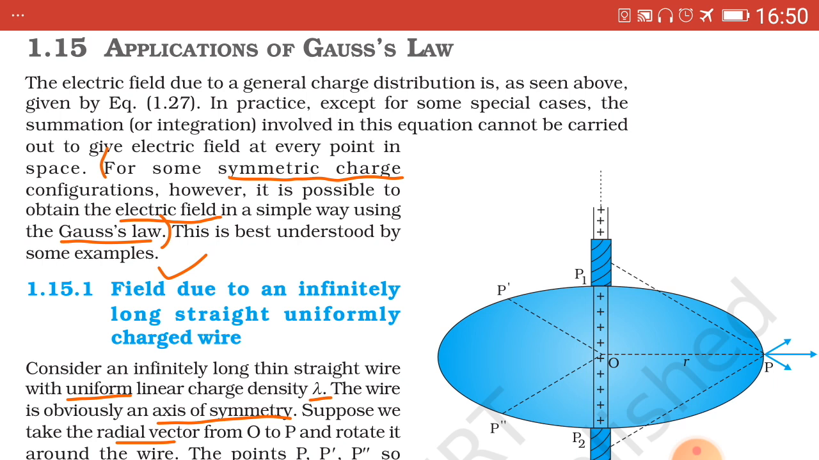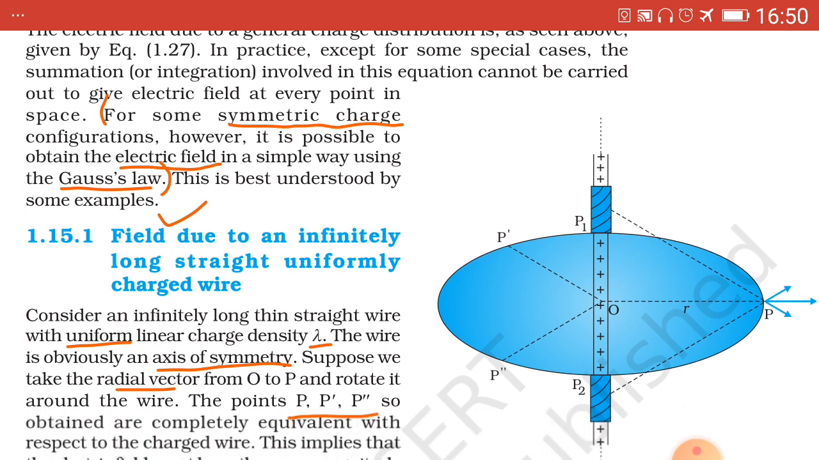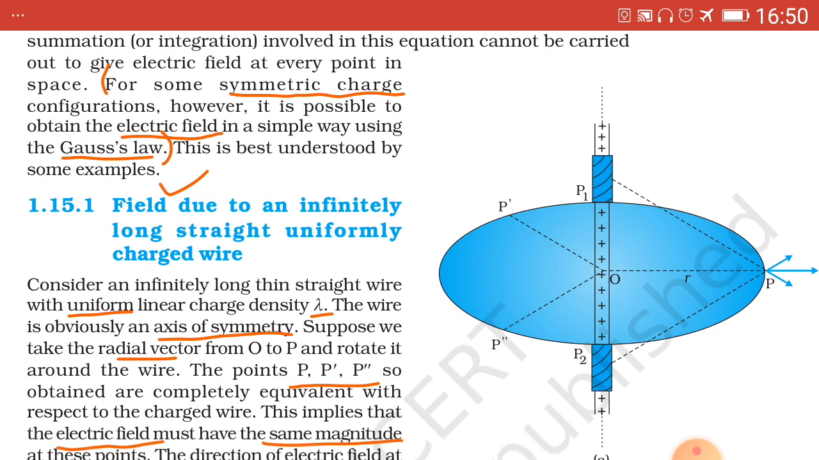First one, field due to an infinitely long straight uniformly charged wire. The wire is uniformly charged, that is very important. We consider an infinitely long thin straight wire with uniform linear charge density lambda. Here wire is linear charge distribution, so we consider linear charge density lambda. The wire is an axis of symmetry.